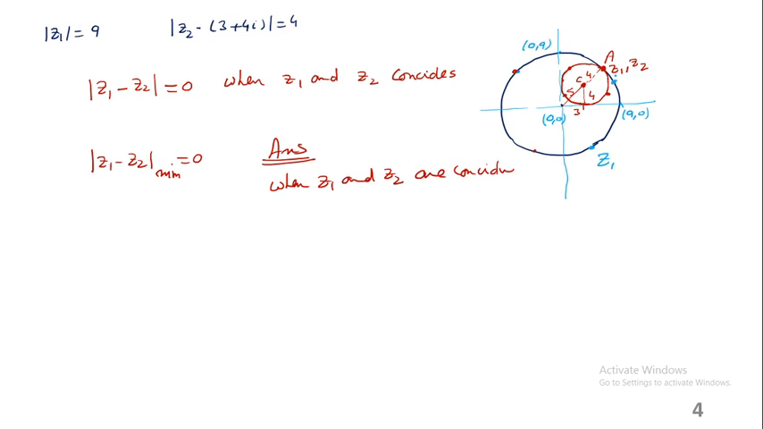So this is the answer we got for the problem that was asked. For that we did nothing. We plotted the graph. We plotted the figure of z1 and z2. From the figure we can see that the magnitude of z1 minus z2, or the distance between the 2 points z1 and z2, is minimum when both the circles are touching each other at the point A, and it is 0.